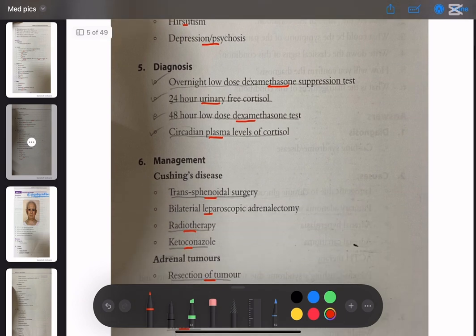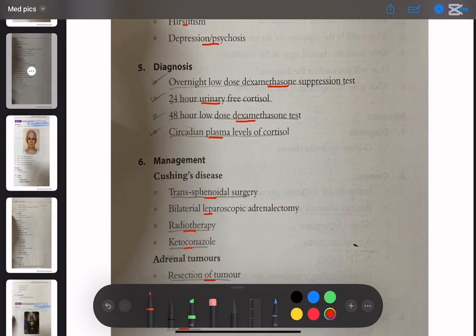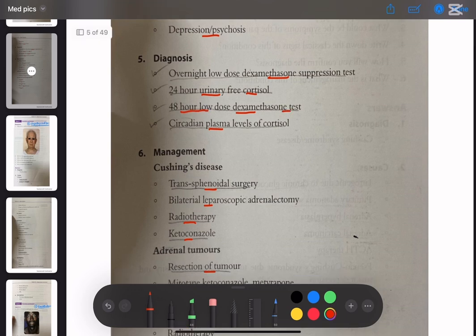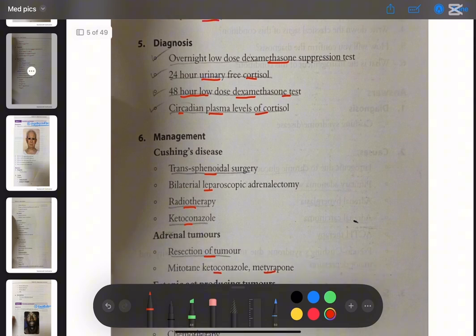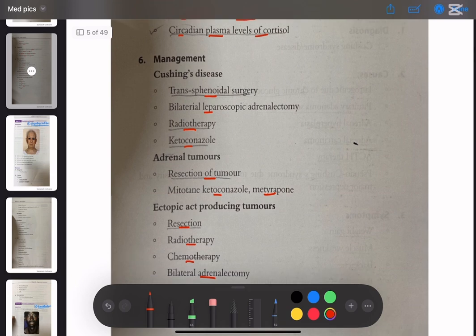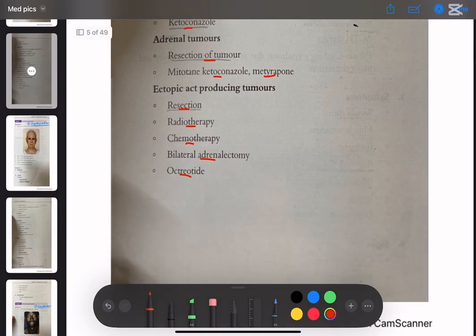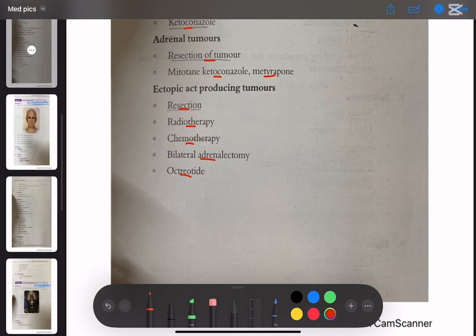The diagnosis can be done by the overnight low dose dexamethasone suppression test and 24-hour urinary free cortisol and 48-hour low dose dexamethasone test and circadian plasma levels of cortisol. The management options for Cushing disease are transsphenoidal surgery, bilateral laparoscopic adrenalectomy, radiotherapy, and ketoconazole. For adrenal tumors, the resection of the tumor is done, and metyrapone and ketoconazole are given. For ectopic ACTH-producing tumors, resection, radiotherapy, chemotherapy, bilateral adrenalectomy, and octreotide are done.